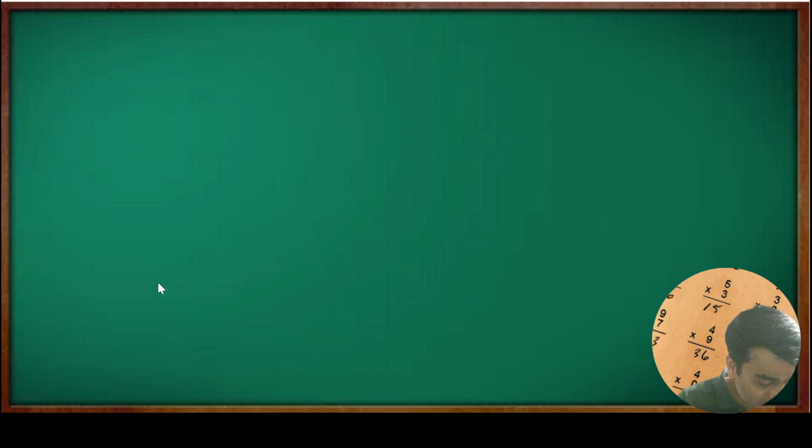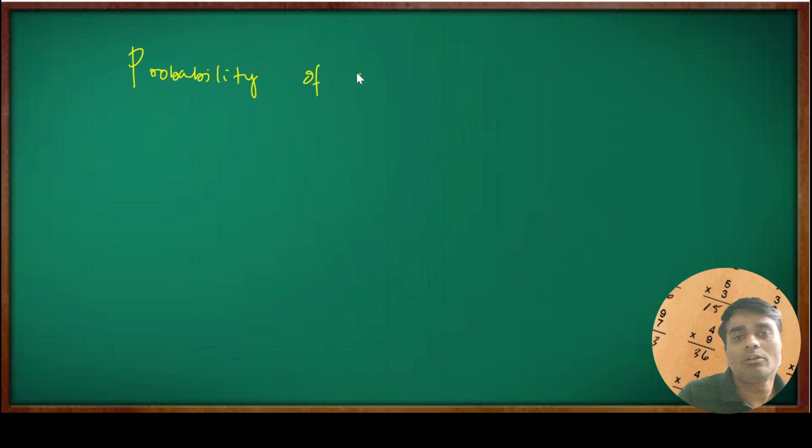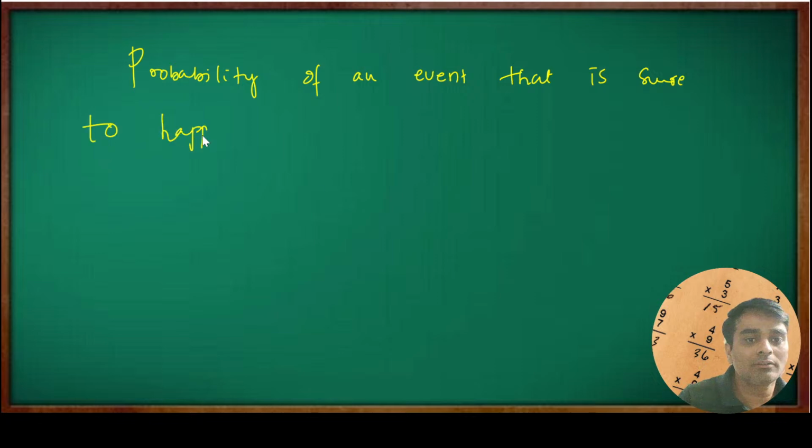The probability of an event that is sure to happen. Probability of an event that is sure to happen, okay, put the answer in the chat box immediately.